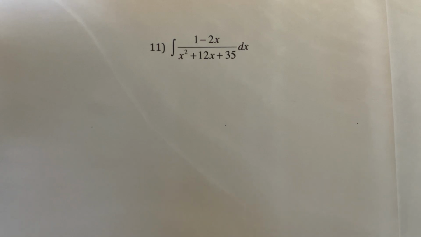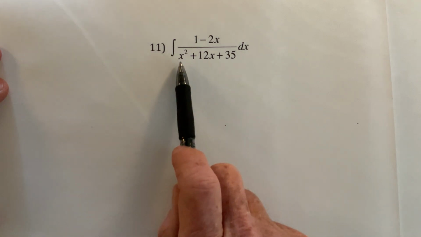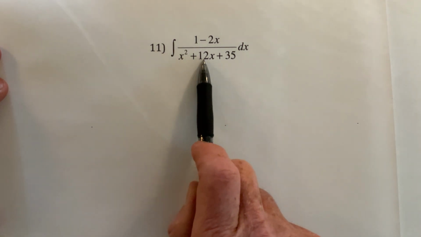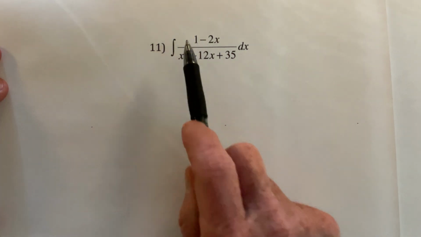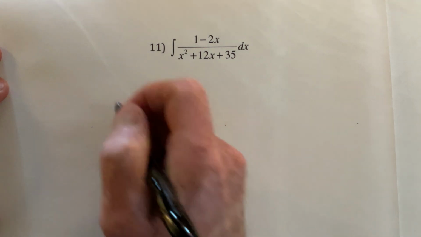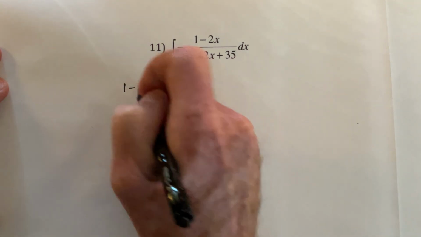Well, looky here. It looks like we've got partial fractions. Because if you do u substitution, the du would be 2x plus 12, and that's not close to it. I mean, the 2x is sort of close, but 12, no. So it's time to do some algebra.